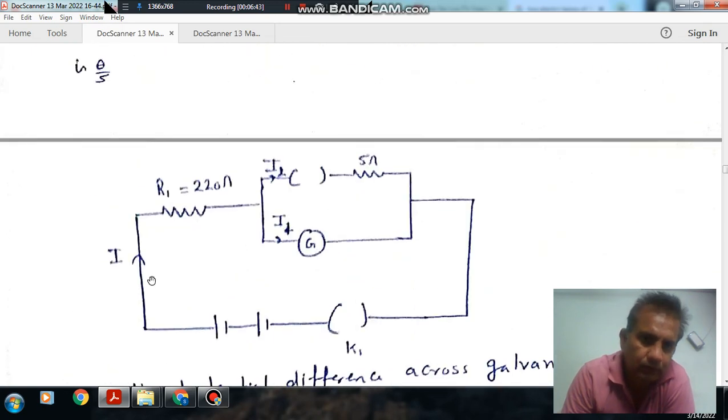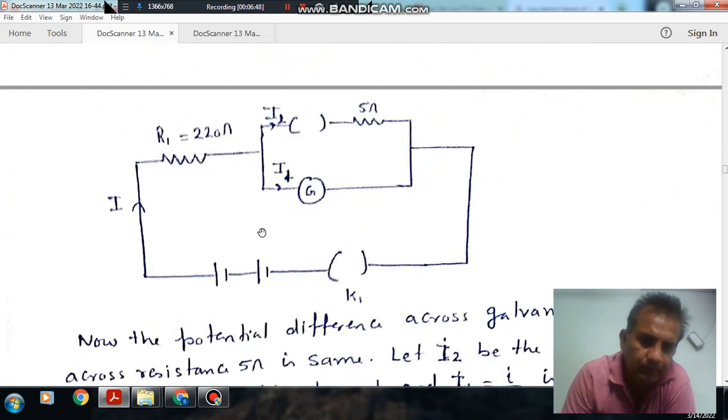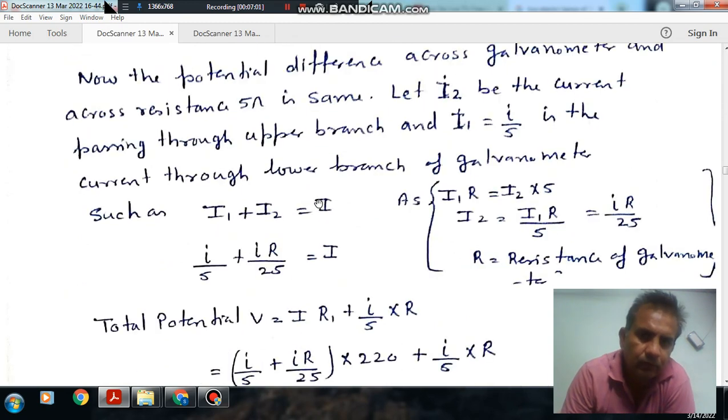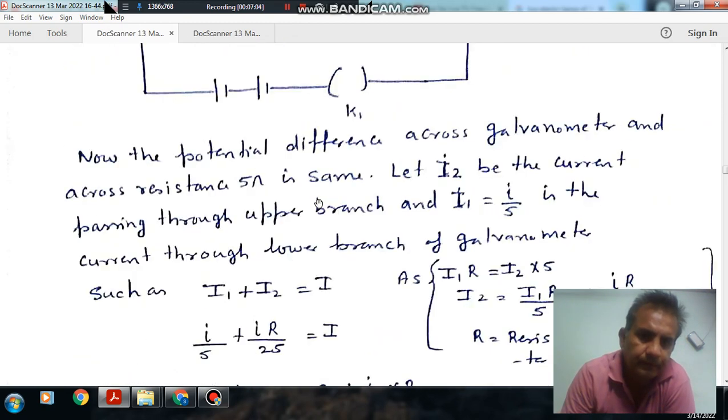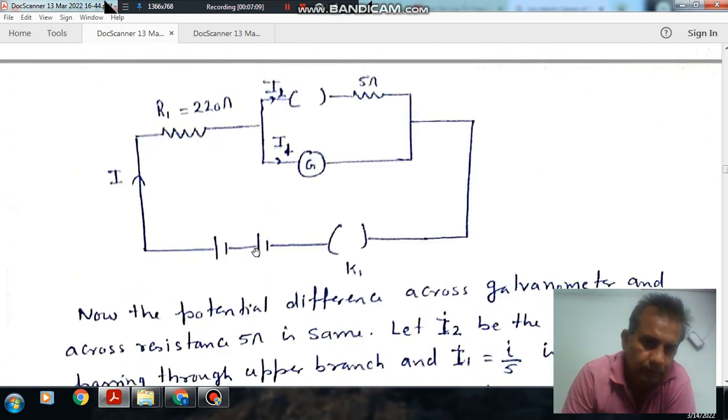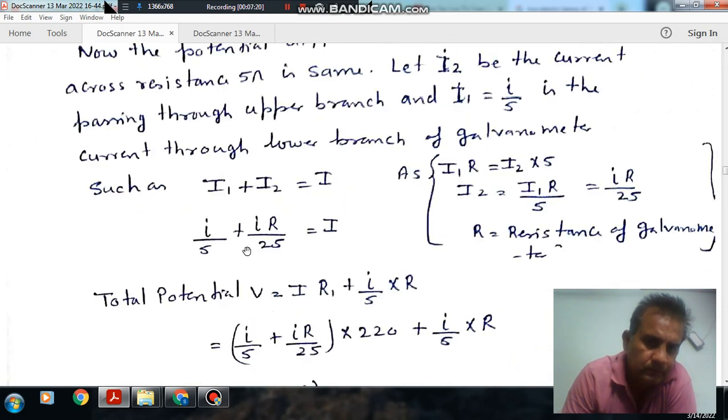Now let I be the current flowing through this. So I is equal to I1 plus I2, where I1 is I by 5 and I2 is I R by 25. That is equal to the total current I. Now the potential is the same. The potential drop through R1 and the potential drop through G is the total potential drop, that is equal to the potential applied.